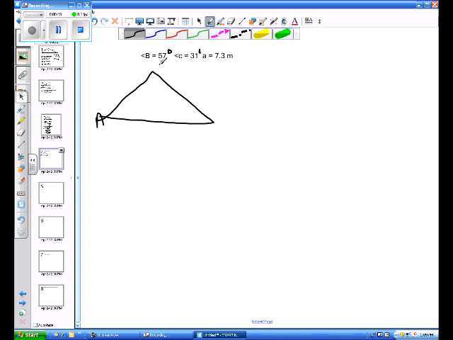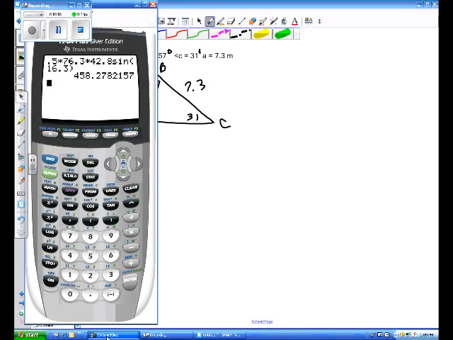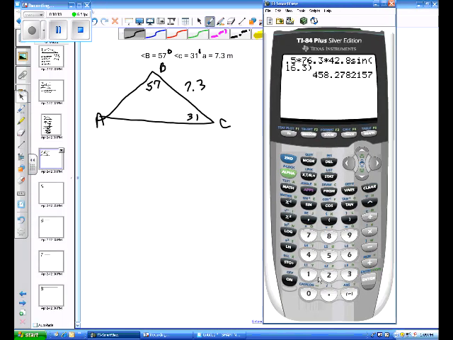Drawing our triangle, we're given that angle B is 57, angle C is 31 and side A is 7.3. So we were given two angles and a side. Now it didn't matter which side I was given. I could be given any of the sides because I can find my third angle. Angle A is going to be 180 minus 57 minus 31. So angle A is 92 degrees.